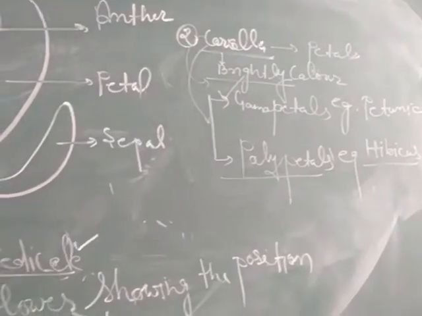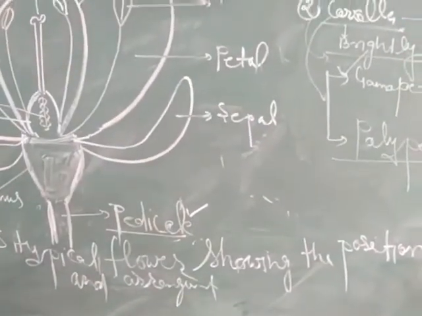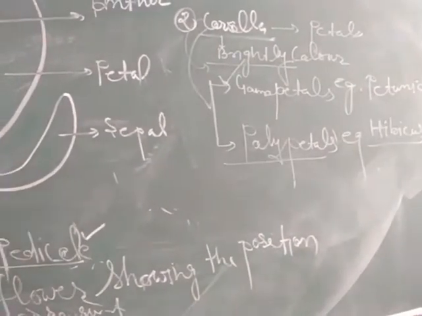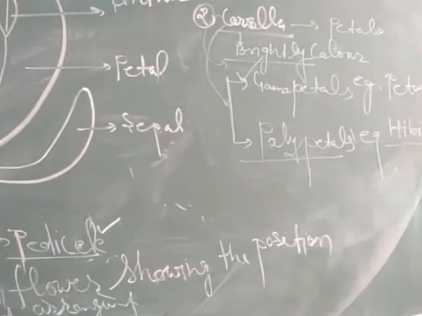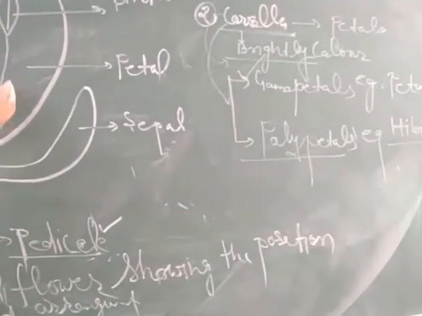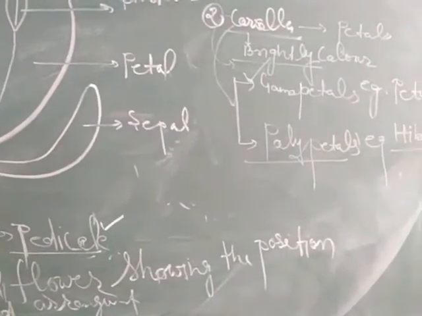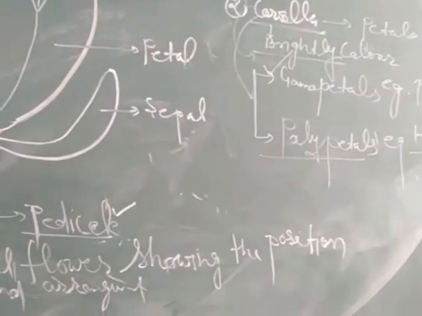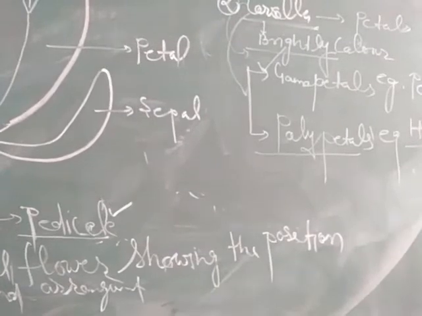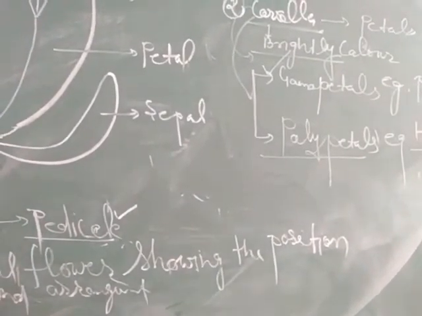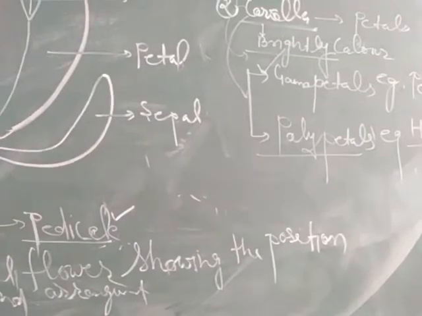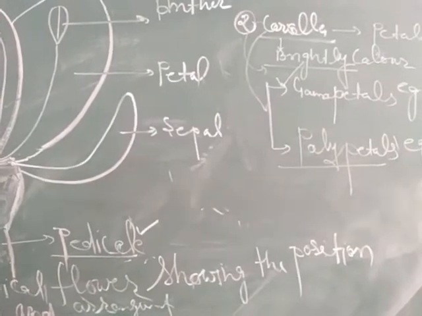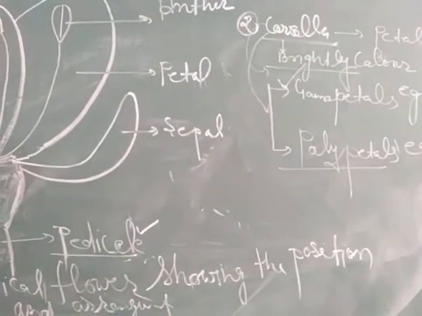Corolla is responsible for attracting animals to carry out the pollination process. Corolla also encloses and protects the female reproductive part, that is called the pistil, or gynoecium. Some petals produce scent with a nectary smell at the base. That's why insects get attracted towards it.